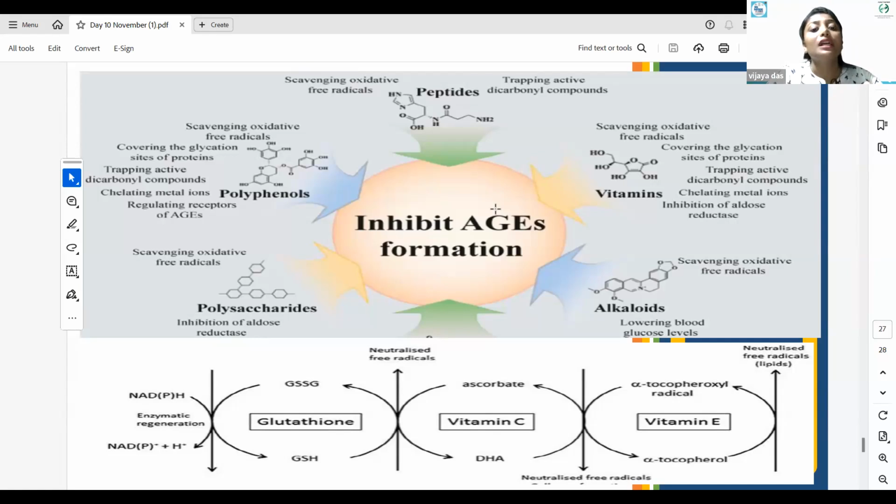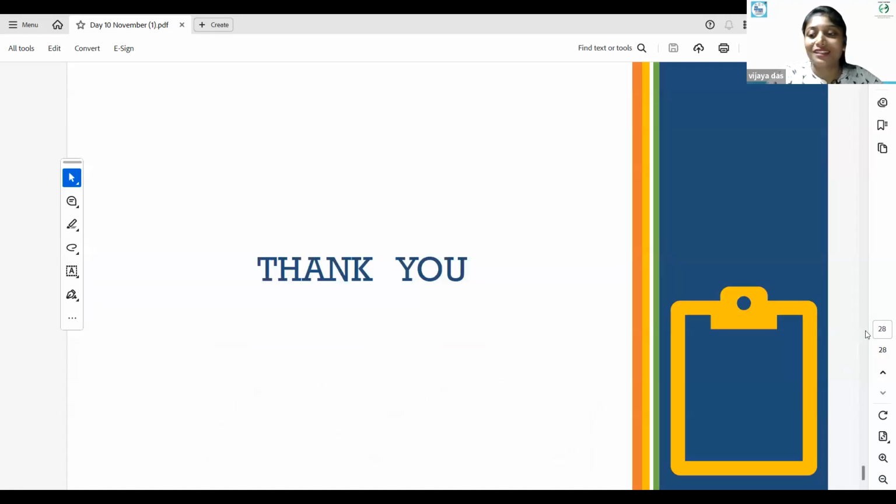So as a whole, this entire set can be administered to people who are suffering from a high level of glycation, and we can cut down or reduce the HbA1c level. Now, this is all that I wanted to discuss. If we have any questions, I'm open to them.